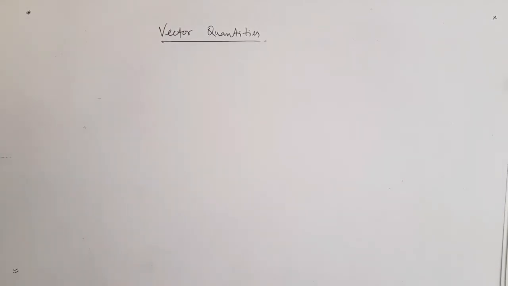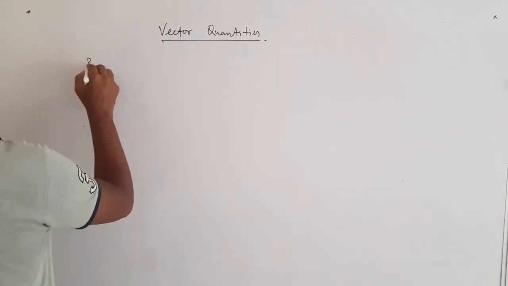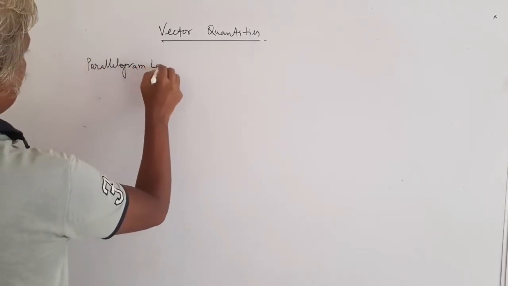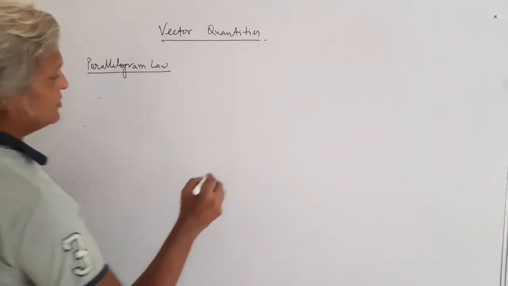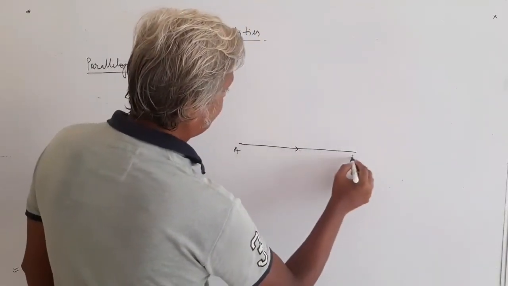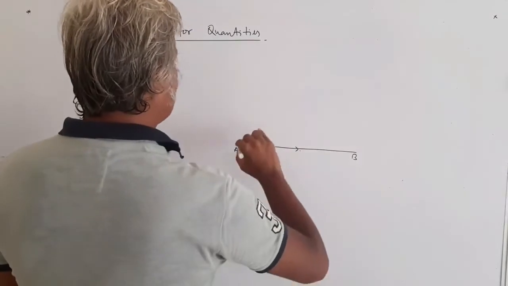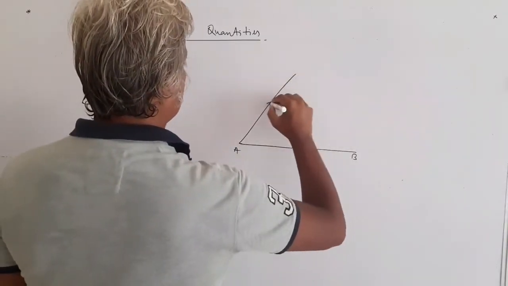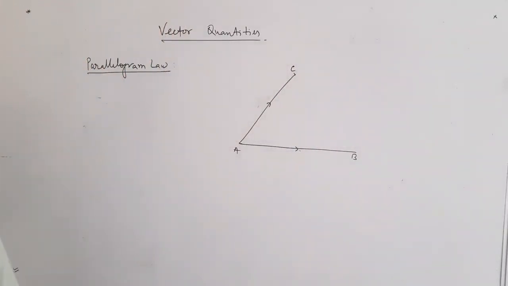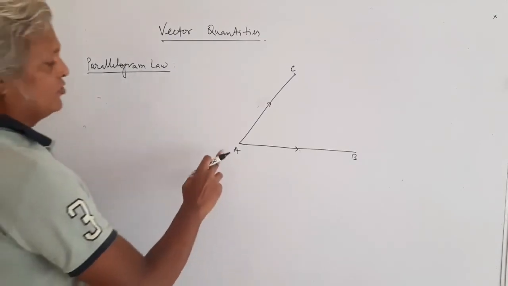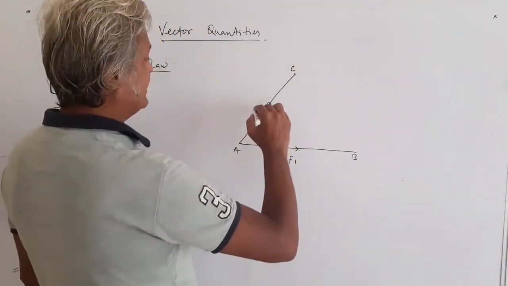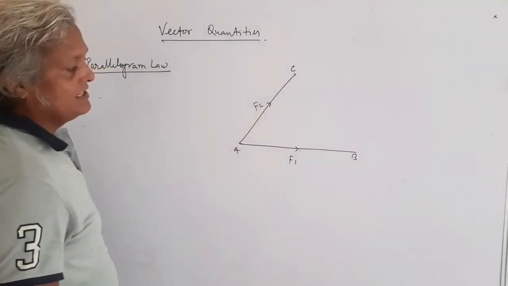Now there is also another sum, that is called the parallelogram law. It says that suppose I have a vector quantity AB bar and another vector quantity starting from the same A, but it goes like this, AC bar. So how do we find the resultant of these two? Suppose there is a force acting at point A in this direction, I call it F1, and another force acting in this direction, calling it F2. What will be the resultant?